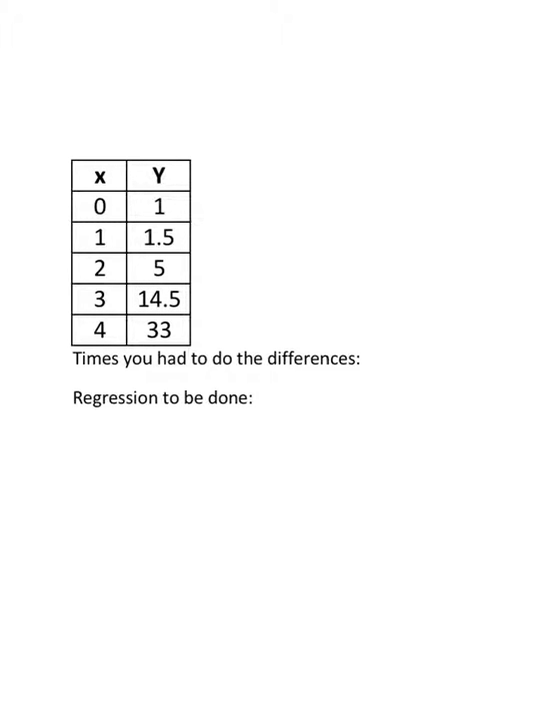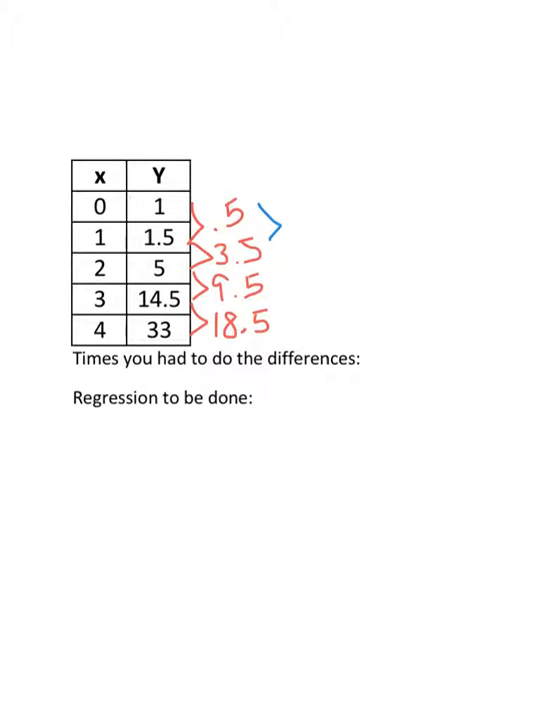Again, starting off just the same way, 1 to 1.5, it's an increase of 0.5. 1.5 to 5 is an increase of 3.5. 5 to 14.5, that's an increase as well of 9.5. And that last one, 14.5 to 33, that's an increase of 18.5. So just like that last one where we had a quadratic regression, those numbers are not the same. So I have to do this again.